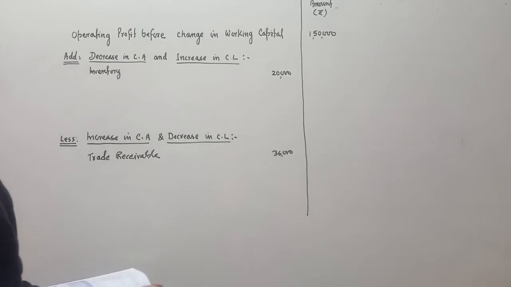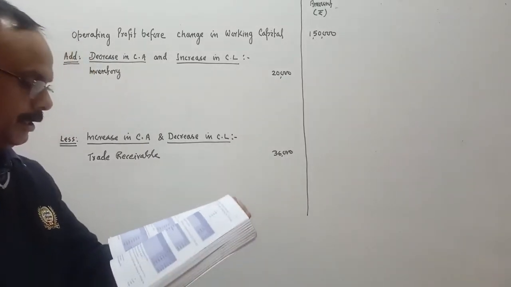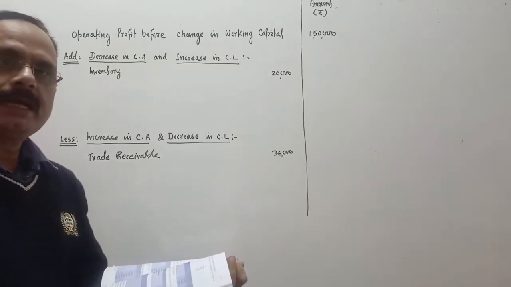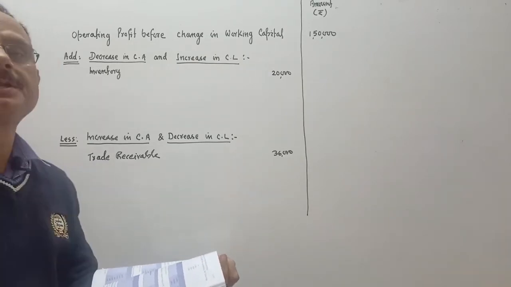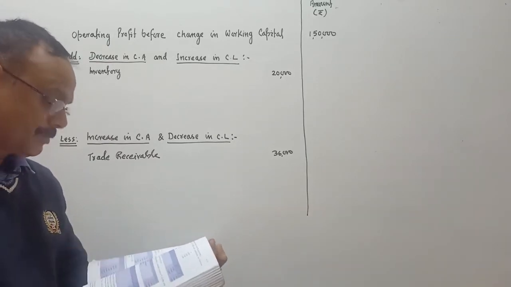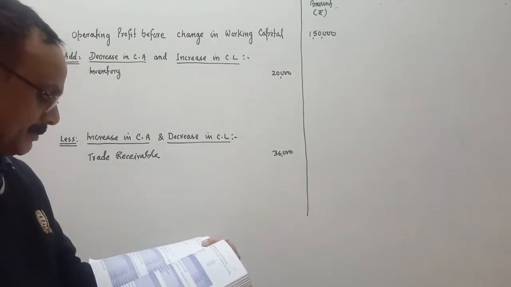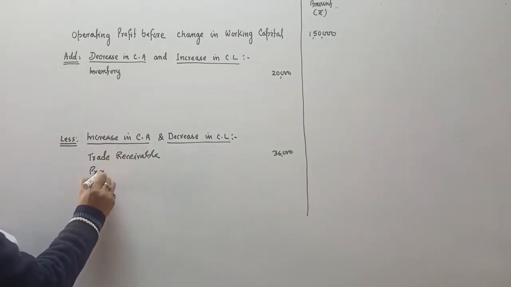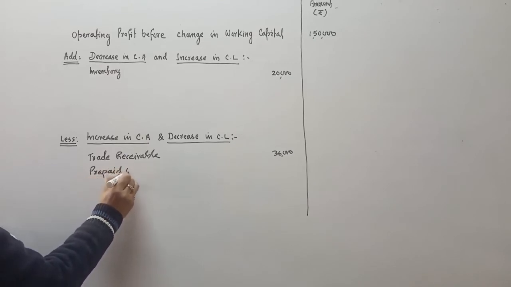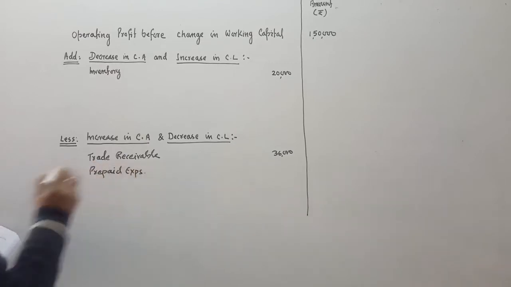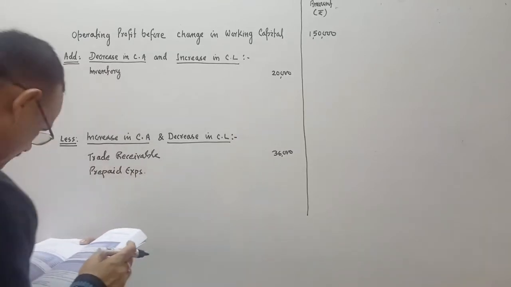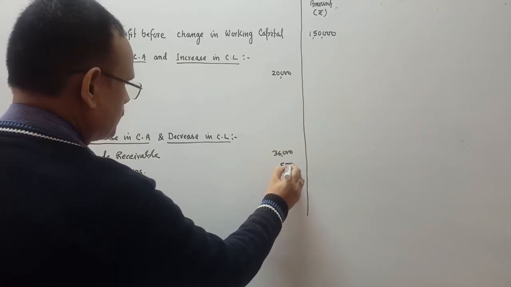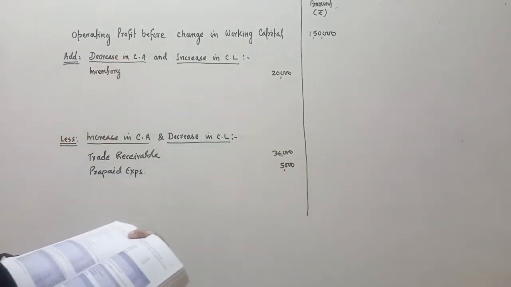Next is prepaid expense. Prepaid expense is also a current asset. Last year, in 2017, this was 20,000, and in 2018 it is 25,000. So it is increased by 5,000. So prepaid expenses are increased, an increase in current assets. We'll write it over here: prepaid expenses, current assets, and here the current assets is increased by 5,000.